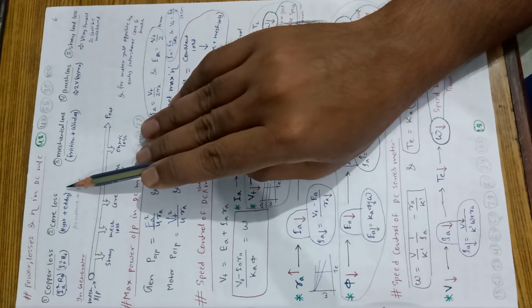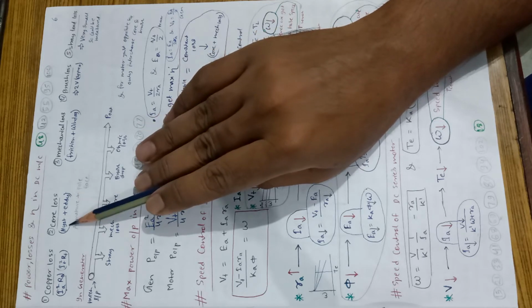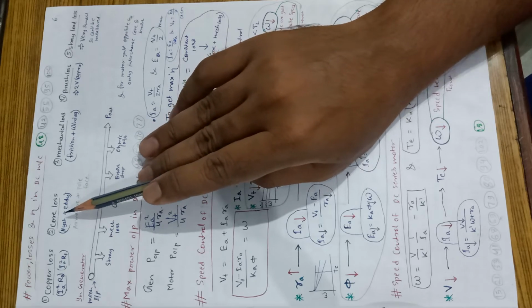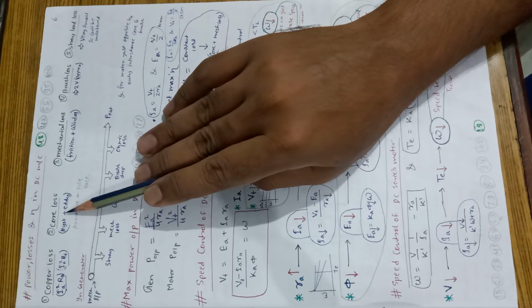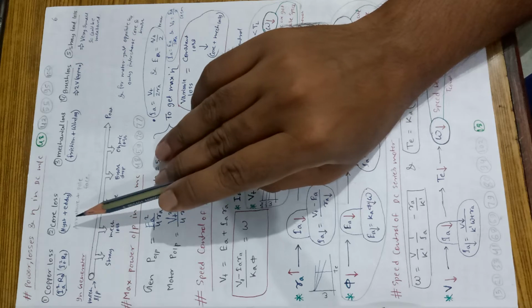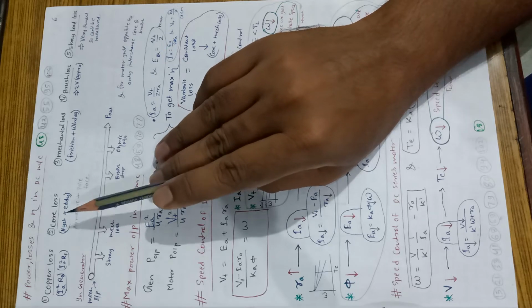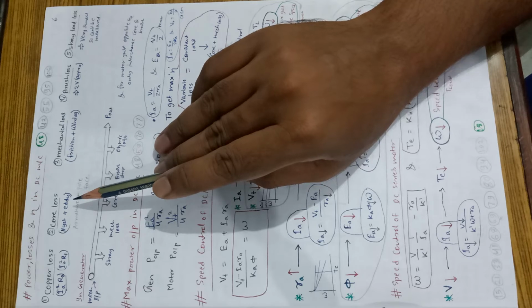Okay, for constant Bm, eddy current loss is proportional to f squared and hysteresis loss is proportional to f. Therefore we know that these core losses depend on the frequency. Frequency appears only in case of AC, and there is no such AC in the field winding. So there is no core loss in the field core.